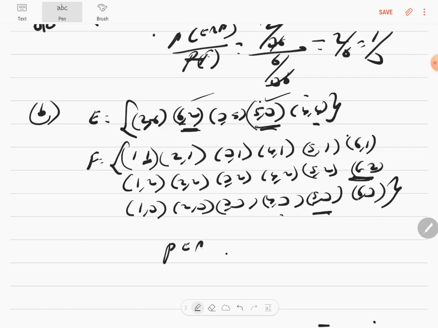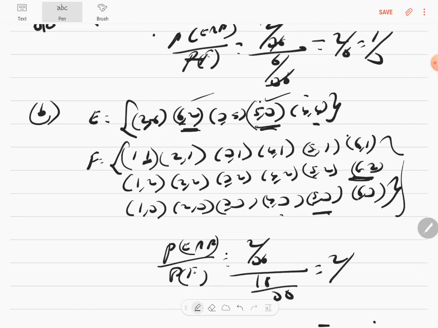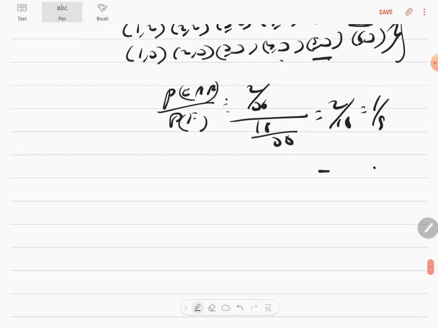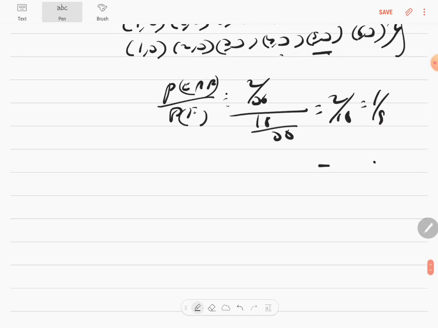P of E intersection F by P of F will be 2 out of 36 by F, which is 1, 2, 3, 4, 5, 6. 6 3s are 18 by 36. So it's 2 by 18 or 1 by 9. Correct? Yeah. Next, I have to go to the 11th question. Correct?